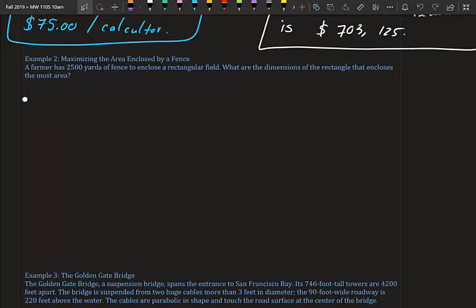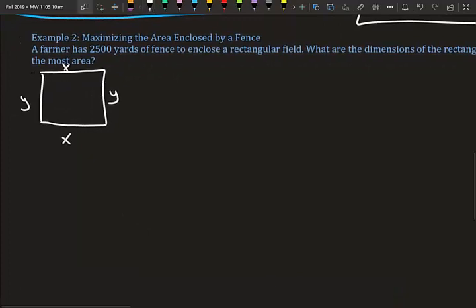A farmer has 2,500 yards of fence to enclose a rectangular field. What are the dimensions of the rectangle that encloses the most area? So let's take out what we know about rectangles. They look something like this, and they have 2 lengths and 2 widths, but in this case we're going to use x and y because we're talking about algebra.